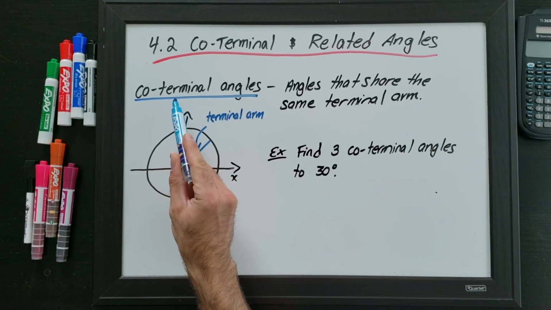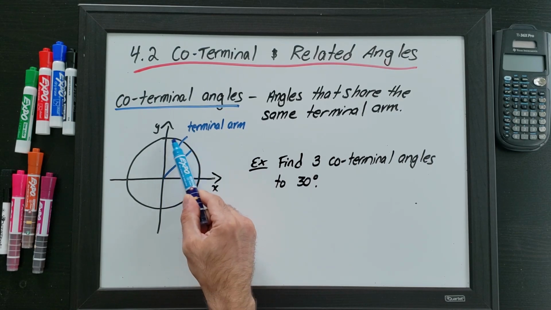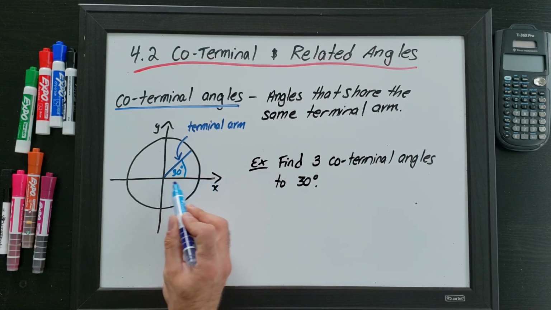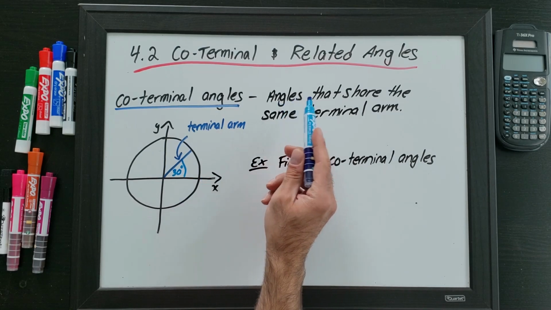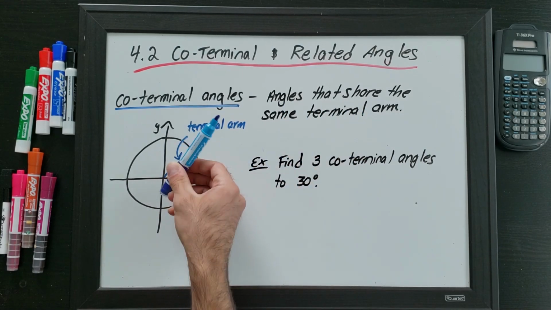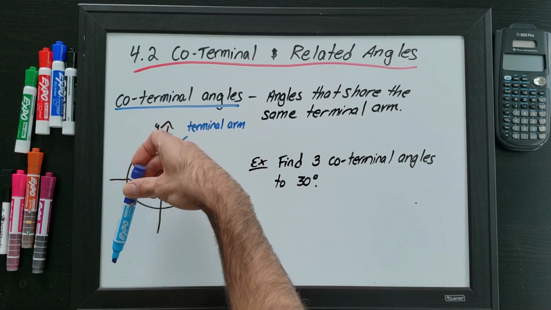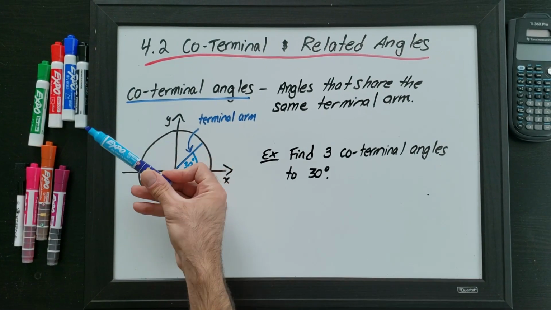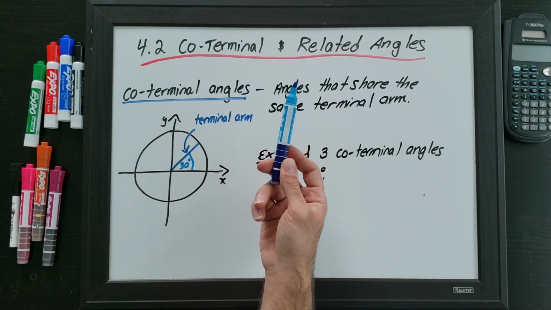So coterminal means it shares the same terminal arm. A terminal arm is just an arm that rotates around a circle that makes an angle with the x-axis over here. So this is, let's say, 30 degrees. I just made that up. So it's angles that share the same terminal arm. As this rotates, the only time it's going to share a terminal arm with this one is if it rotates a full 360 this way or a full 360 this way. So coterminal arms are just 360 away from each other.